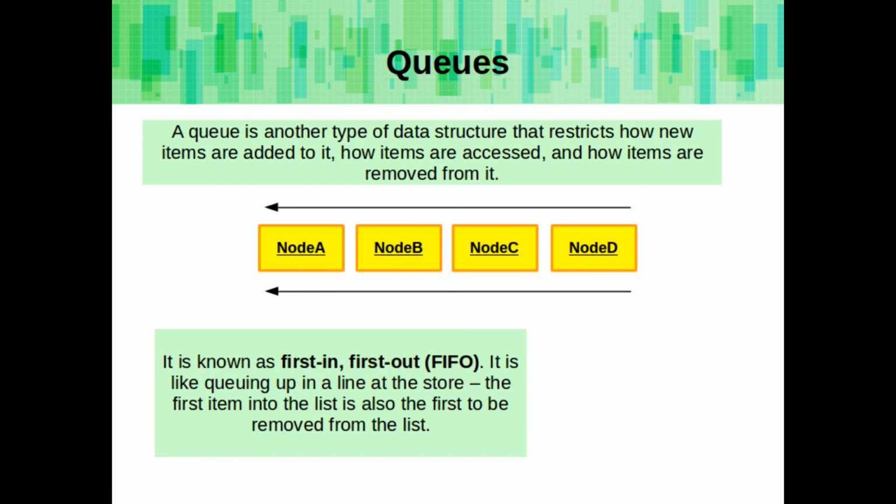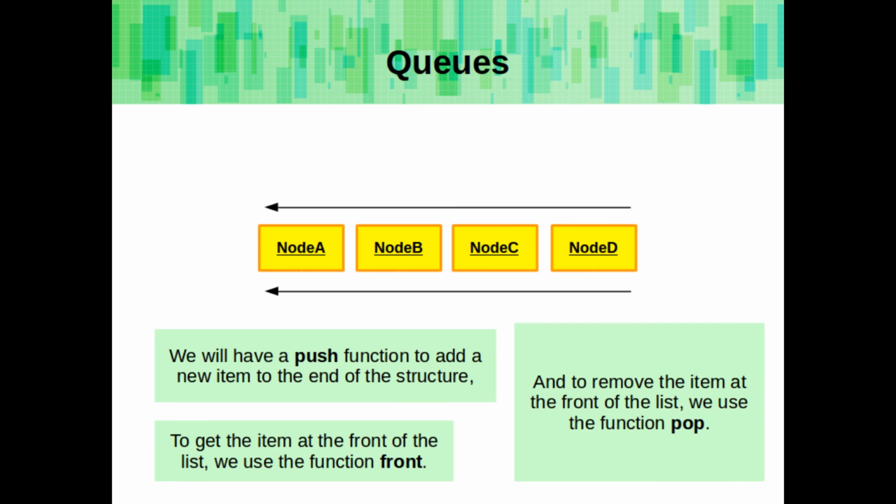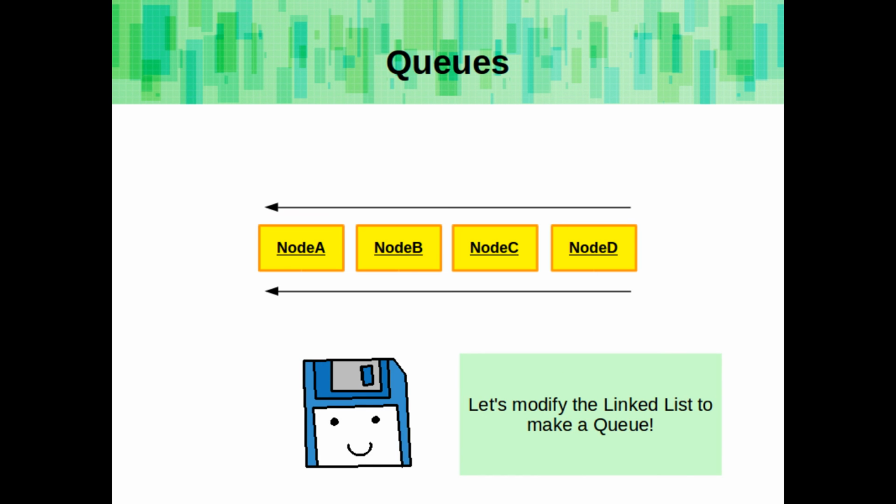A queue is another type of data structure that restricts how new items are added to it and how items are removed and accessed from it. It is known as first in, first out. It is like queuing up in a line at the store. The first item into the list will also be the first item removed from the list. We will have a push function to add a new item to the end of the structure. To get an item at the front of the list, we use the function front. And to remove an item at the front of the list, we use the function pop. Let's modify the linked list to make a queue.